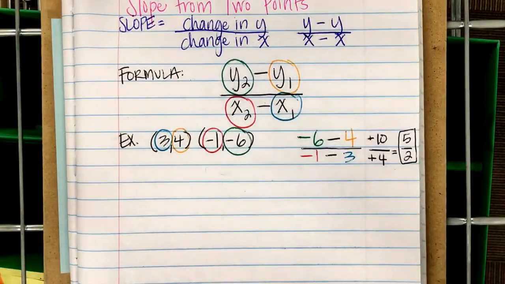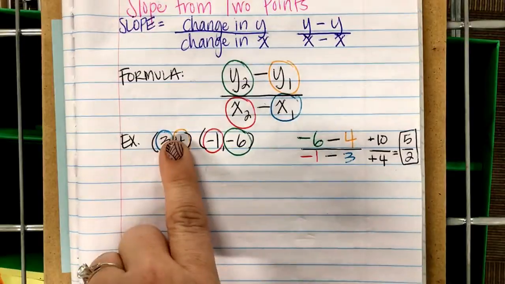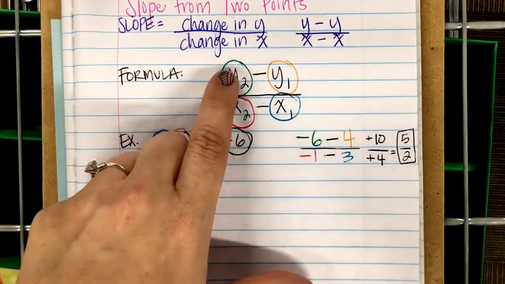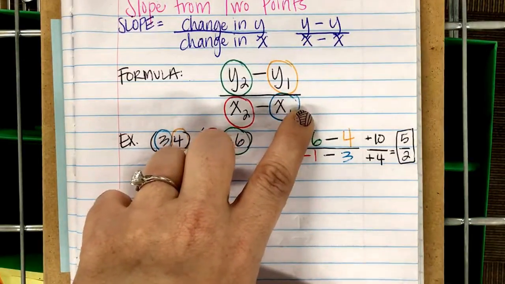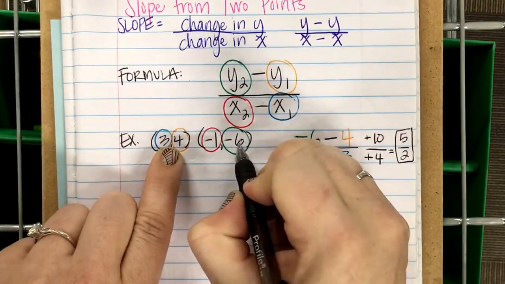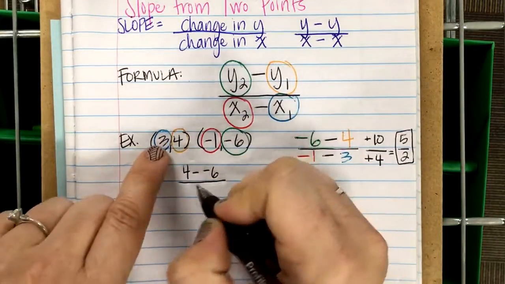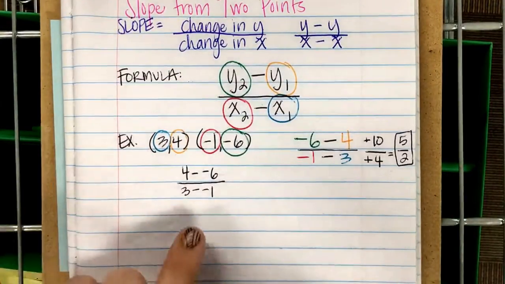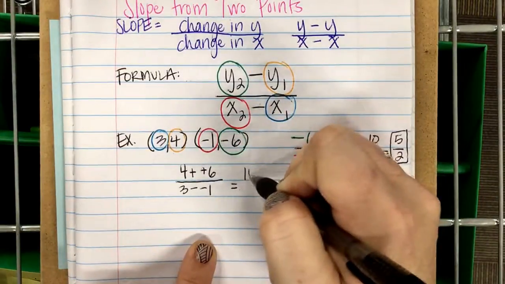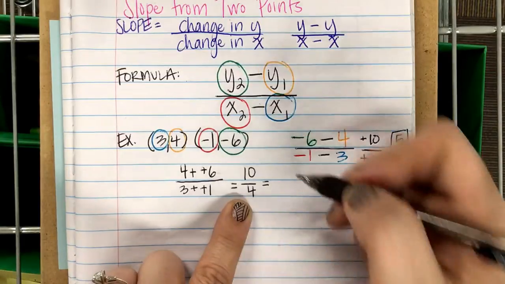Now, some of you may be saying, Mrs. Long, how do I know which one's the second one, which one's the first one? This is the first one. Guess why? Because it comes first. This one's the second one because it comes second. But you know what happens? You could do y1 minus y2 and x1 minus x2. It really doesn't matter the order that you subtract as long as you subtract in that order every time. So if you did 4 minus -6, y minus y, over 3 minus -1, what's 4 minus -6? 10. And what's 3 minus -1? 4. And 10 over 4 simplifies to 5/2.